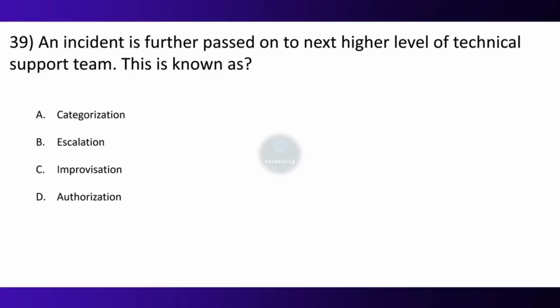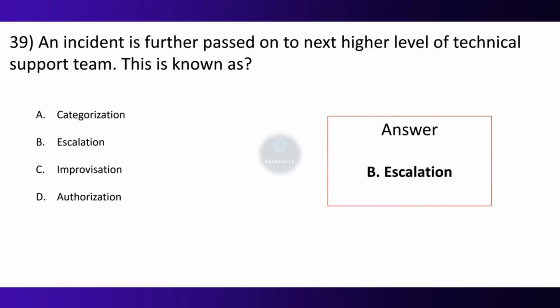Question 39. An incident is further passed on to next higher level of technical support team. This is known as A, categorization. B, escalation. C, improvisation. D, authorization. And the correct option is B, escalation.